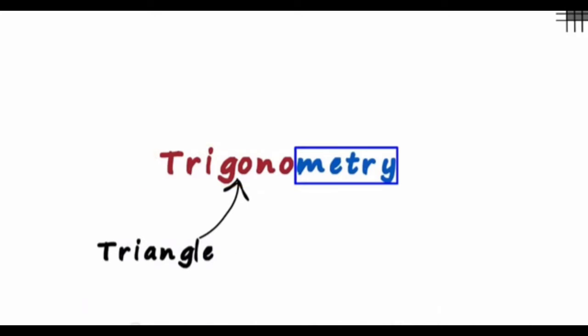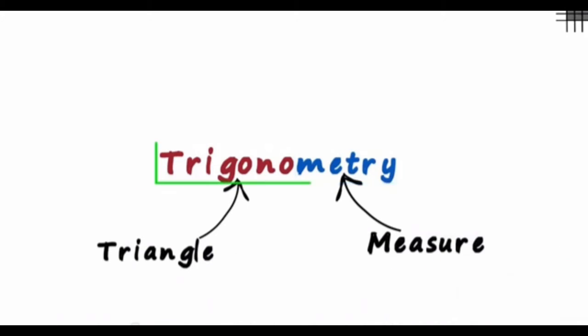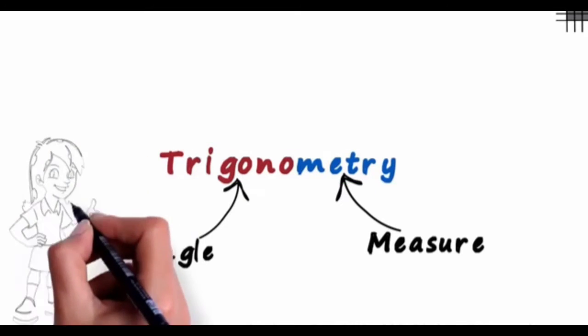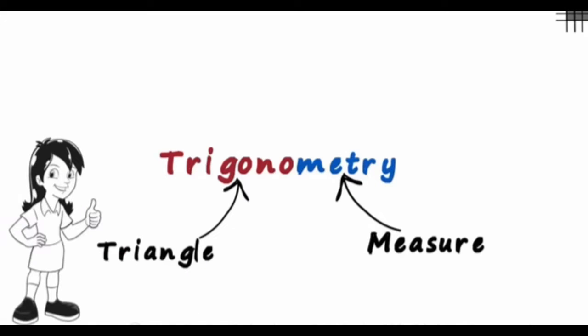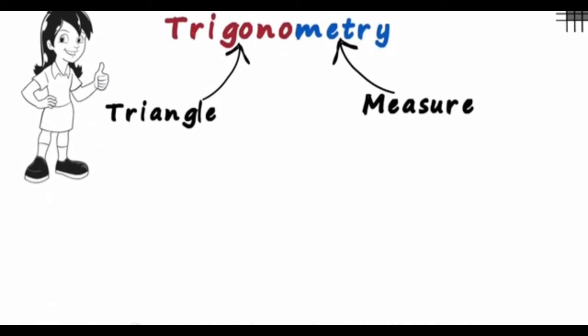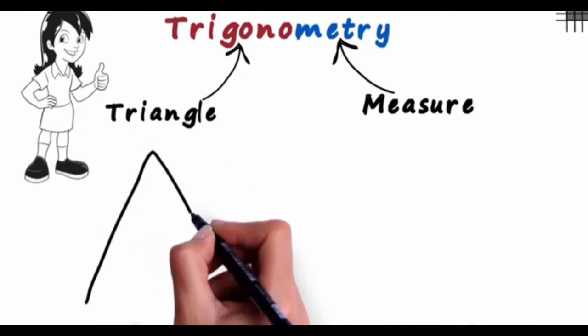Today, students, we will read about what trigonometry is. The first part, trigono, means triangle, and metry means measure. In this video, trigonometry means the measure of all parts of a triangle. So we have to read about what the measure of a triangle is.